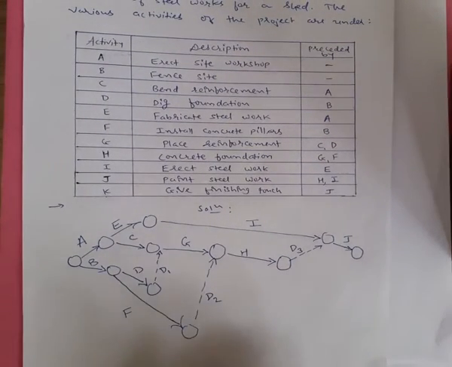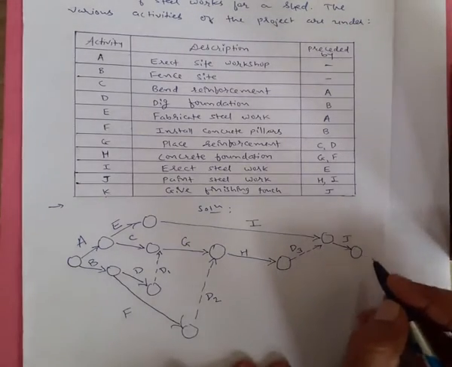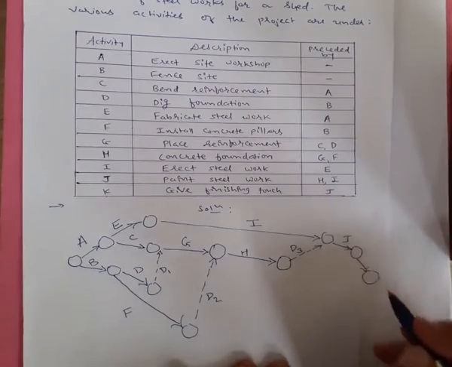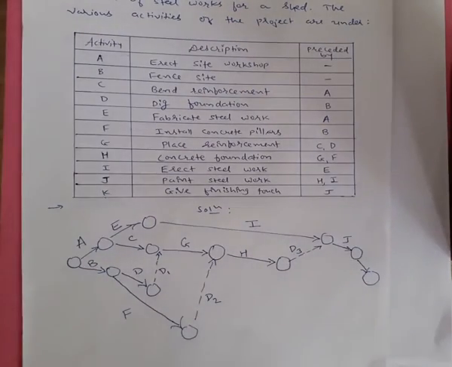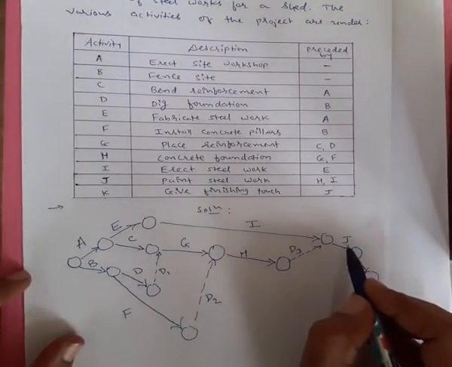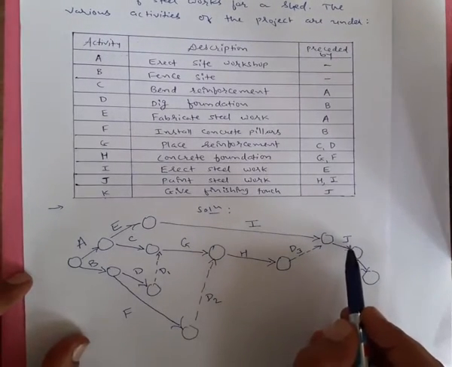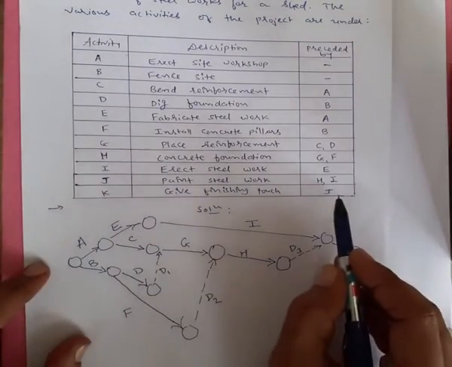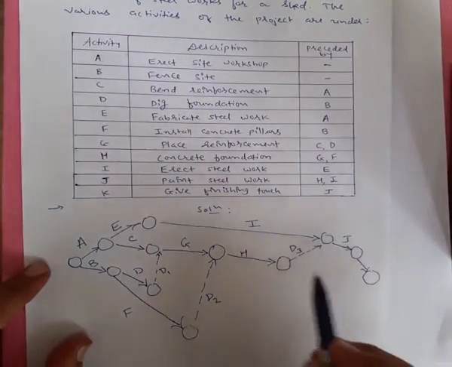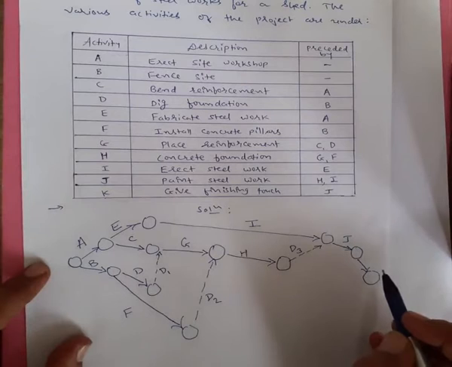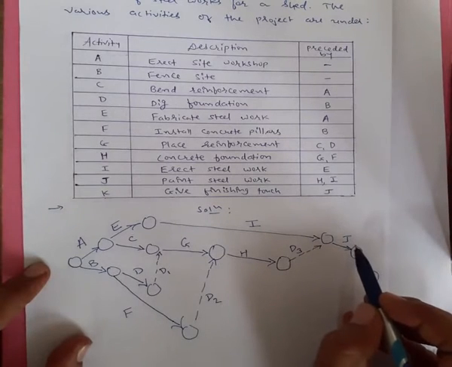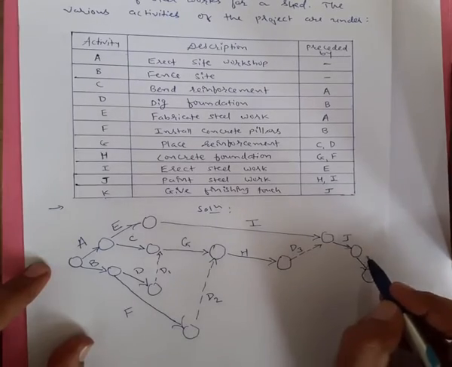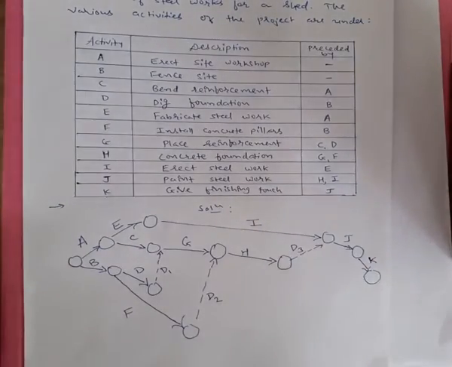And last we are having activity K. That depends on the completion of activity J. So here you can see activity J is already completed. Now comes activity K, and it has a predecessor activity J. Means activity K is dependent on the completion of activity J. So here you can see activity J is already completed over here. Now you can start the activity K. So this is how the network is constructed for the given data.